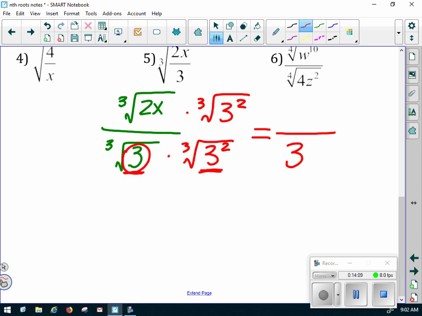What in the world is in the top? 2x times 9. What's 2x times 9? 18x. So this is the cube root of 18x. Now you better be darn sure. Can I simplify the cube root of 18? Let's go over here to the side. 6 and 3.